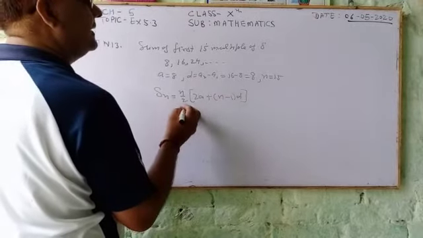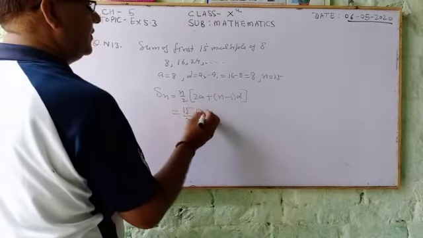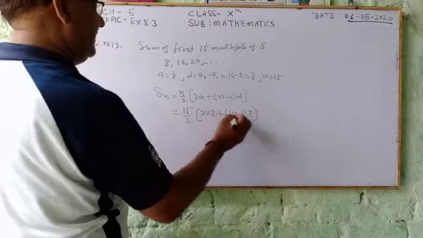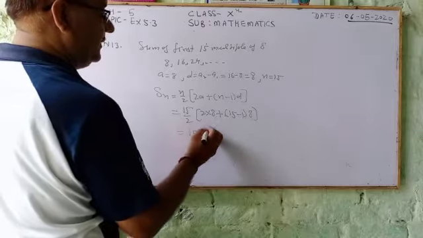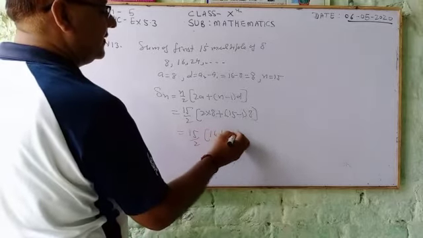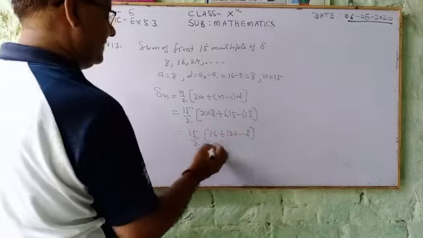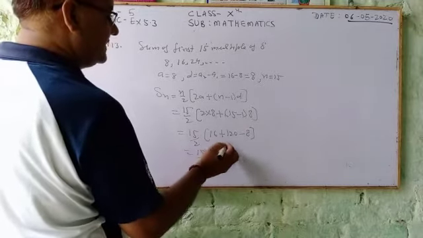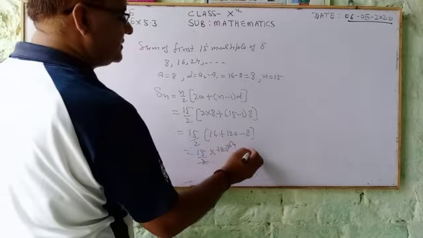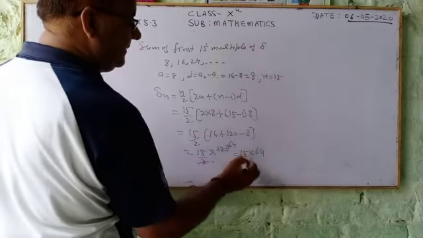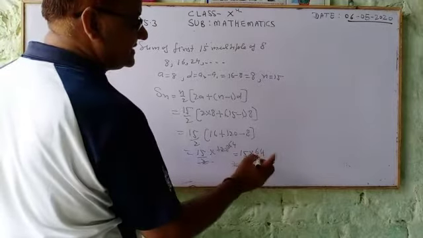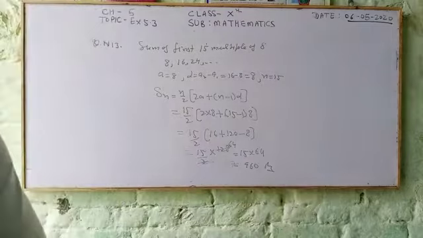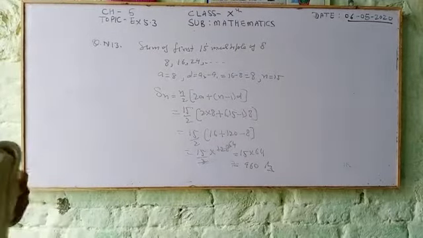So n, that is 15 upon 2, into 2a, 2 into 8, plus n minus 1, 15 minus 1, into d, 8. So 15 upon 2 into 16 plus 120 minus 8. So 15 upon 2 into 128. 2 cancels, 2 sixes are 12... 2 into 64 is 128, so 15 into 64. After multiplication we get 960. So we get the answer. Student, we are taking another question.